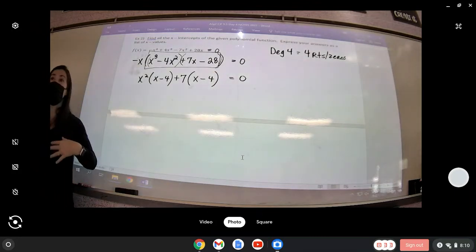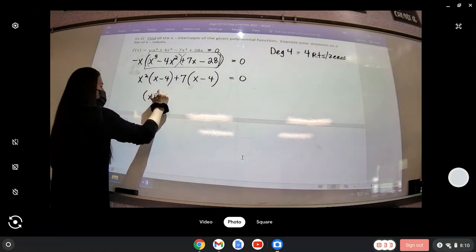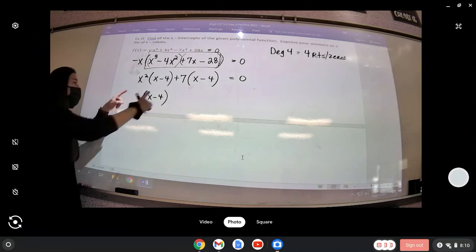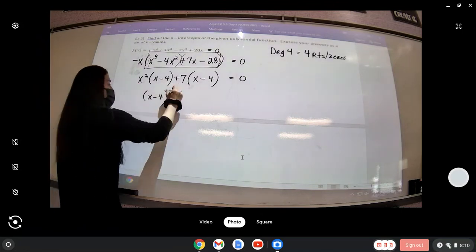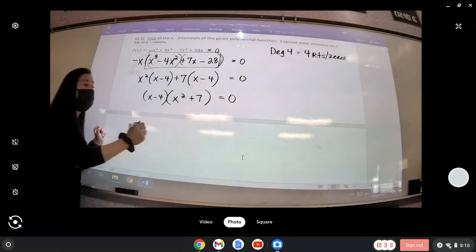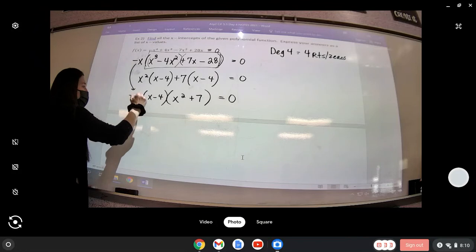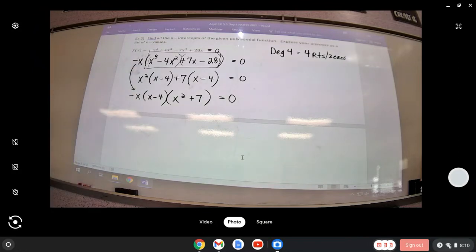So now what are your overall, in the end, factors? One of them is the one that matched. And the other one is who you pulled out, x squared plus 7. And then don't forget to pull that original GCF down. So there it is, guys. That's what the original polynomial factors to.